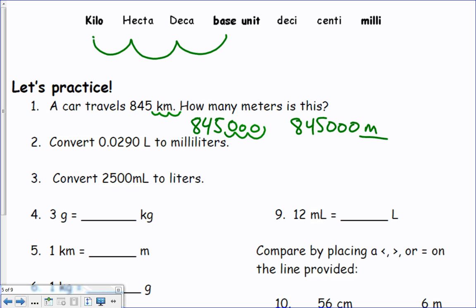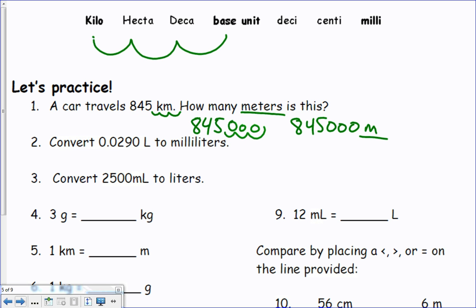Don't forget your units. The question tells you what units you need. Does it make sense? A kilometer is much farther than a meter, so there's a lot of meters in 1 kilometer. The number should get bigger. Good, that makes sense.